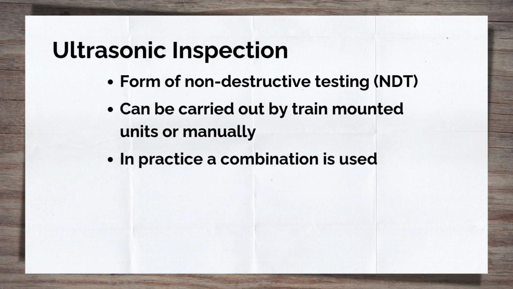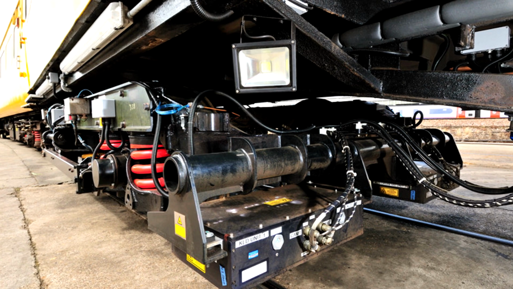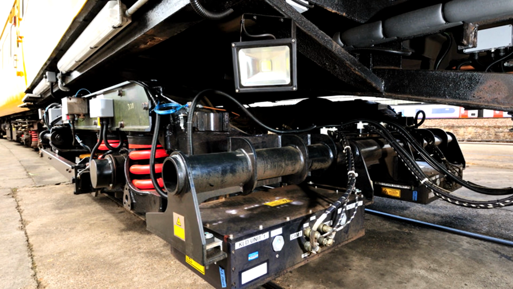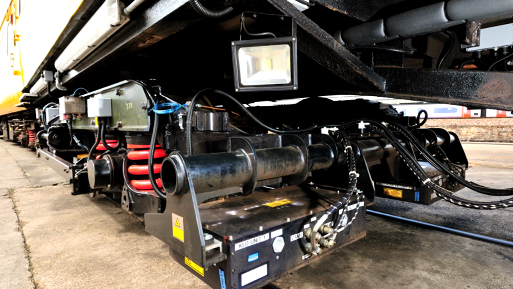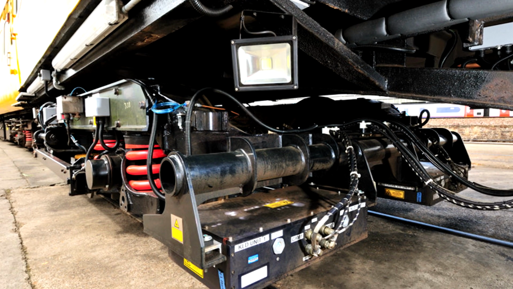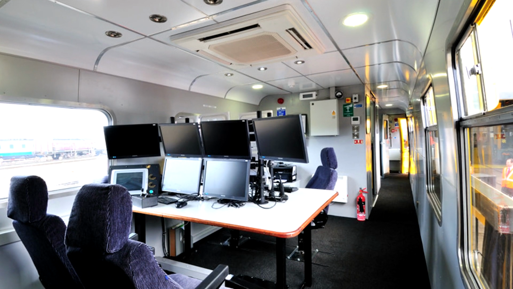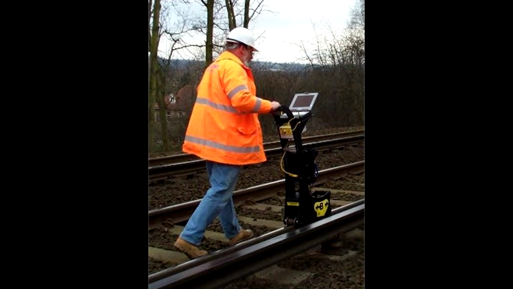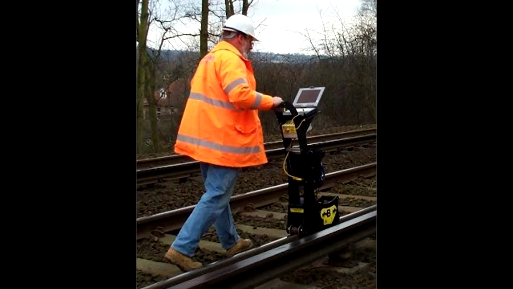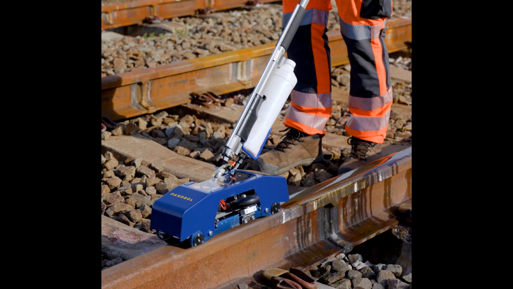In practice, a combination is used, with the U-to-U train, which covers large distances at speed, identifying suspected issues that are then verified and categorised by manual testing. They are then marked on site for easy identification. This approach ensures that the manual testing is targeted and as efficient as possible.